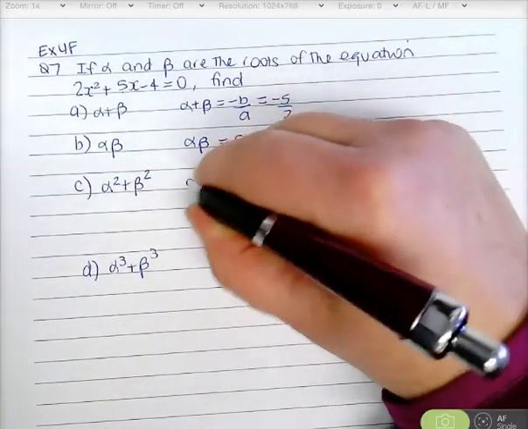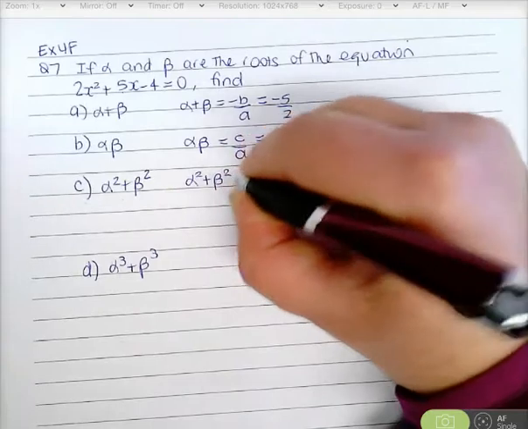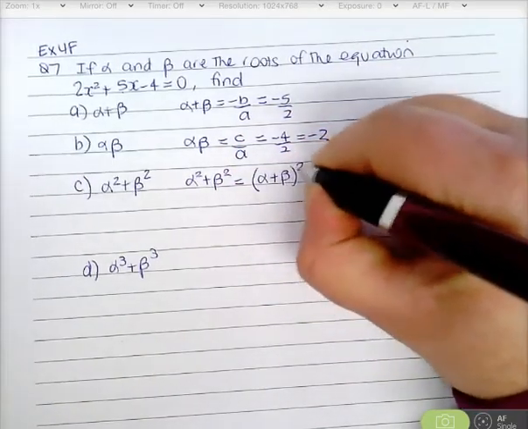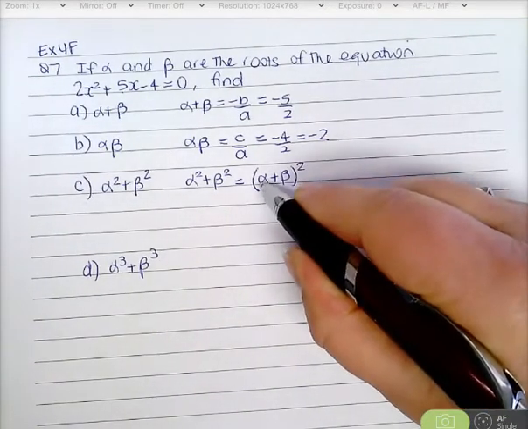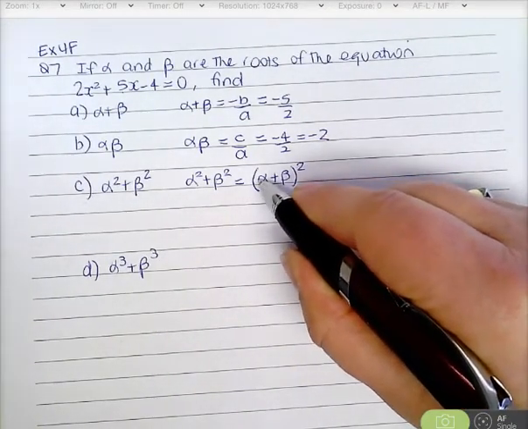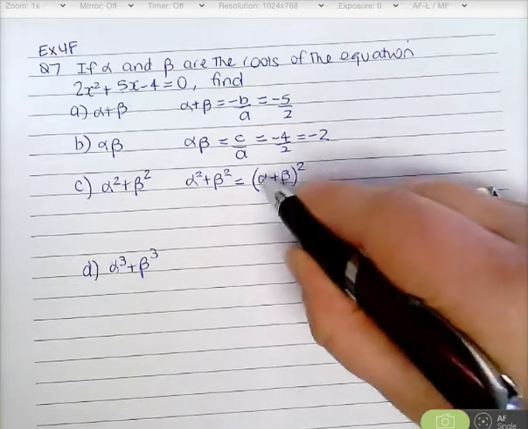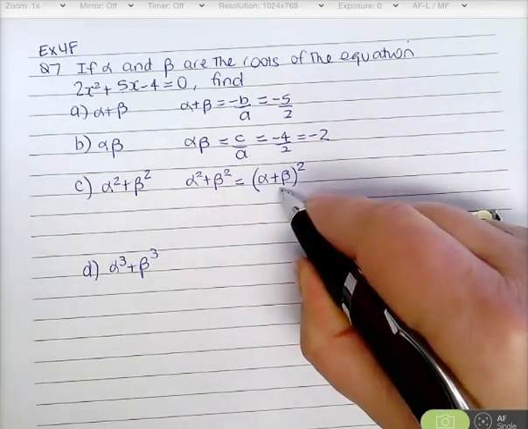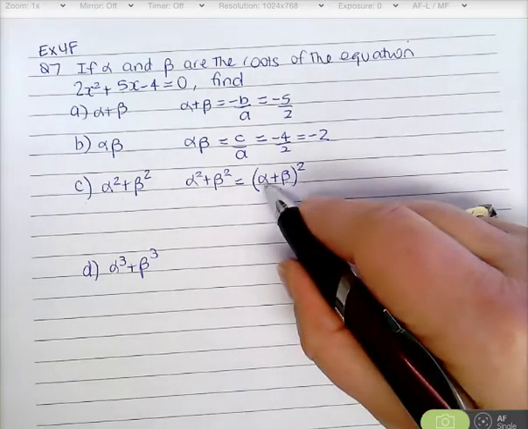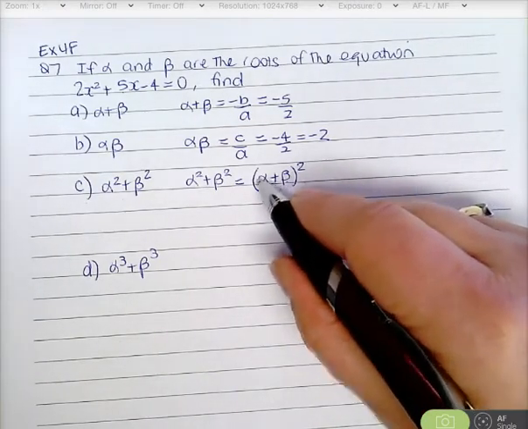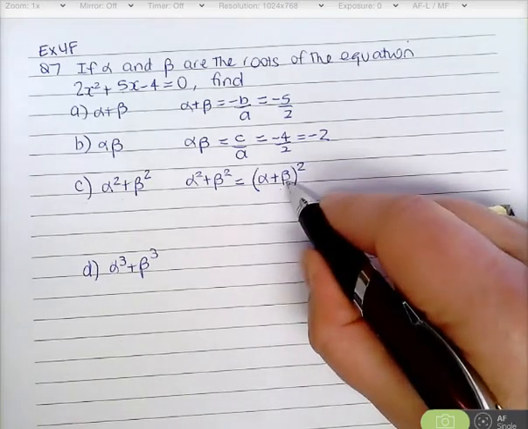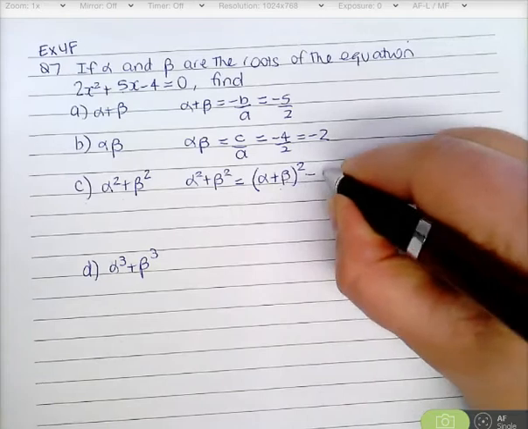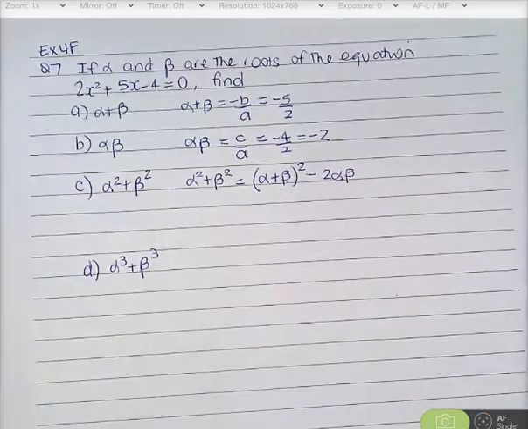Part C, find alpha squared plus beta squared. Now, alpha squared plus beta squared comes from (alpha plus beta) squared. But if you expand (alpha plus beta) squared, you get alpha squared plus 2 alpha beta plus beta squared. So therefore, this left-hand side does not equal the right-hand side, because the expansion on the right-hand side gives me alpha squared plus 2 alpha beta plus beta squared. So I've got an extra plus 2 alpha beta here, so I have to take away the 2 alpha beta.